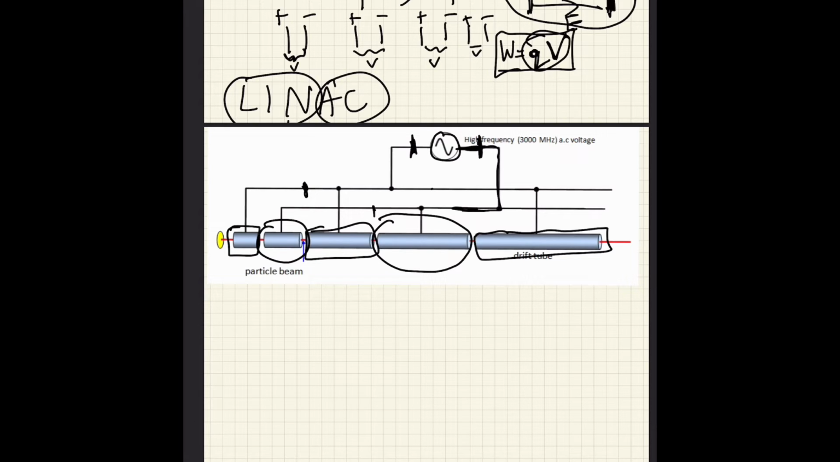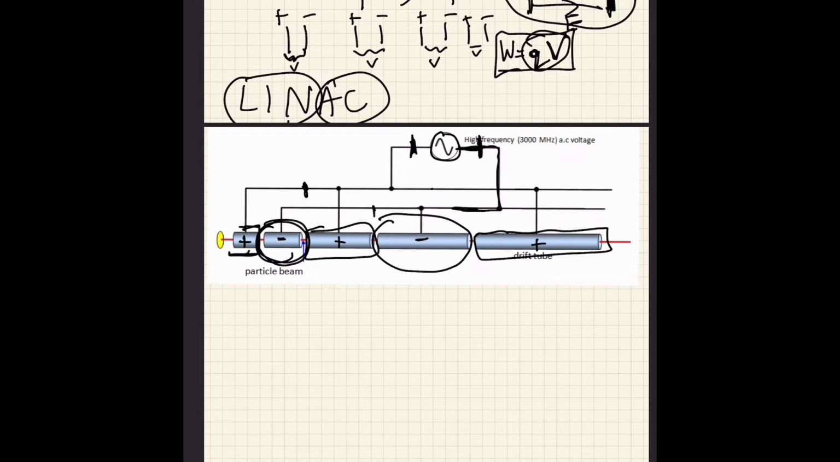So there'll be opposite charges. So this tube will be opposite charge to this tube, okay, because it's connected to a different side of the power supply. So if this is positive, then this is negative. Then this is positive, this is negative, this is positive, and so on, so on, so on, okay?